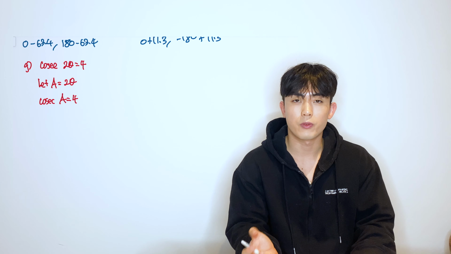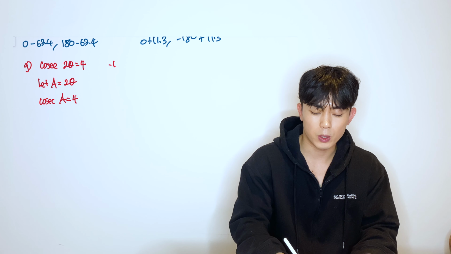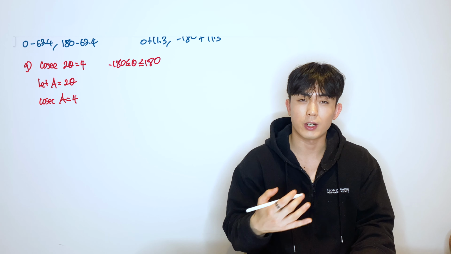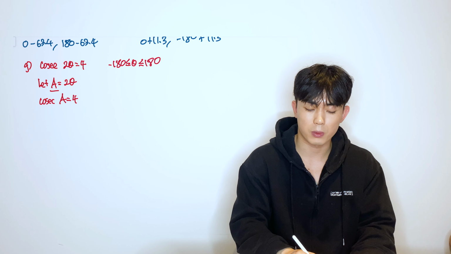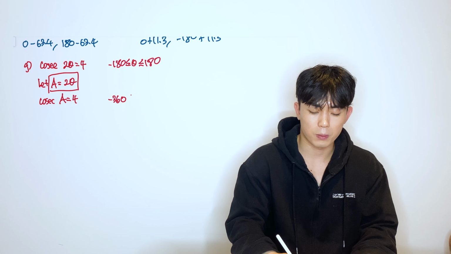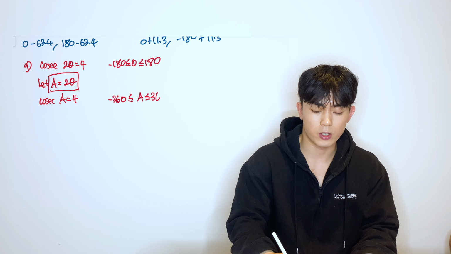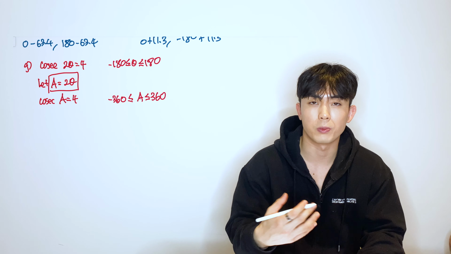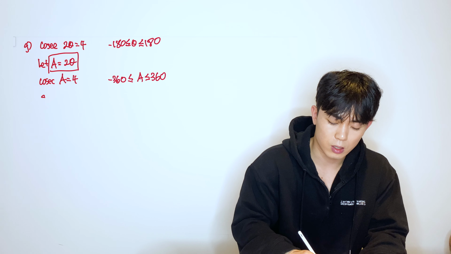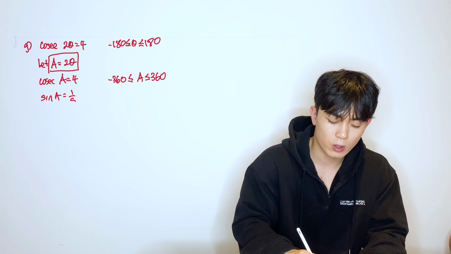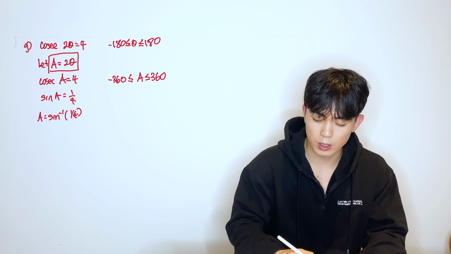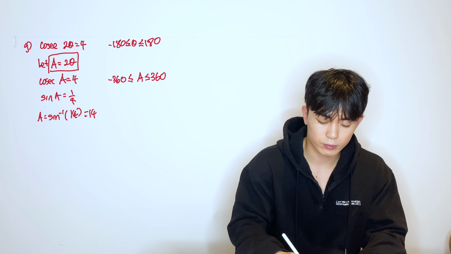Once we've done this, remember, we can't forget about the domain, right? So for theta, it was between minus 180 and 180. But because we changed it to A, we need to create its own new domain. So just times theta by 2, because A is 2 theta. So for A, the domain will be from minus 360 to 360. Just remember, you don't forget these, otherwise we might lose some solutions. But from here, cosec is 1 over sine. So sine A is just 1 over 4. And A is inverse sine 1 over 4, which gives us 14.8.